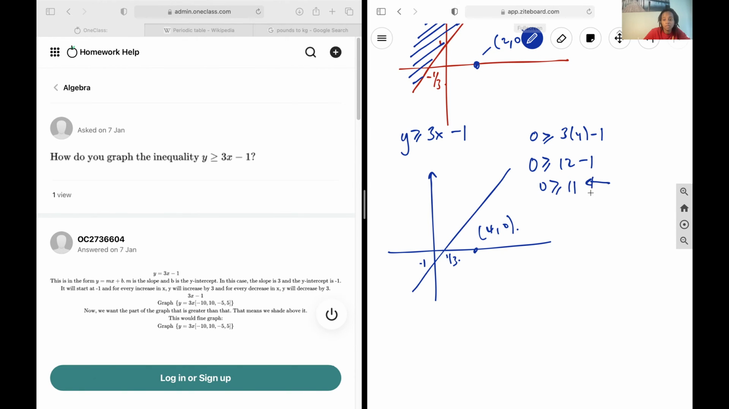This is obviously not true, which means this is not the side of the graph that we want. Instead, we would like this side. And so we have the correct function. We have that y is greater than it, and that y can also be equal to it because the line is not broken. And that's it.